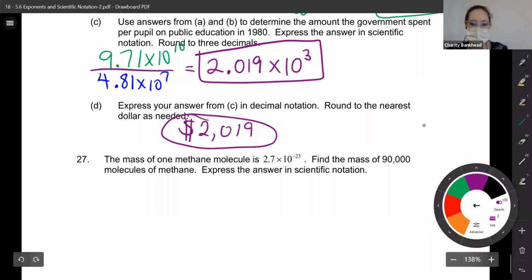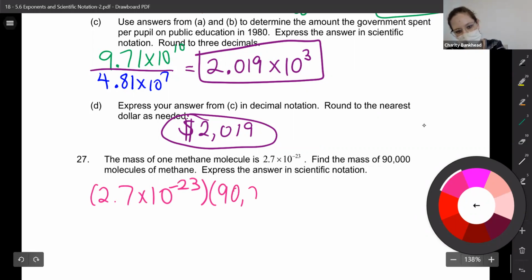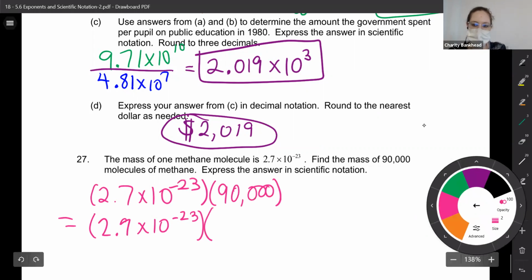So we just have to multiply 2.7 times 10 to the negative 23rd multiplied by 90,000. So I'm going to convert 90,000 into scientific notation. So 1, 2, 3, 4. So 9 times 10 to the 4th.